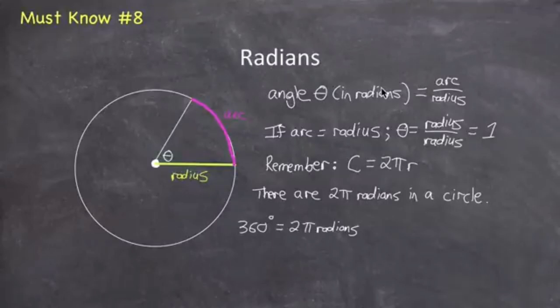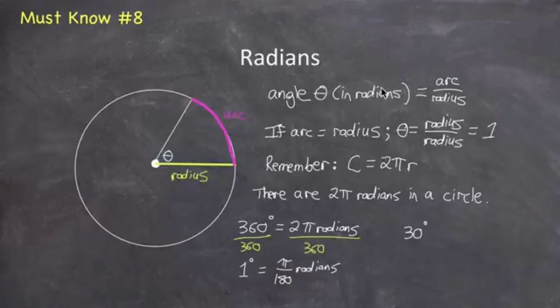How about 30 degrees? If I want to convert it to radians, how many radians are in each degree? In this equation I made here, let's change this 360 degrees to 1 degree by dividing both sides by 360. If I do that, you'll see that 1 degree equals pi over 180 radians. To change 30 degrees to radians, I would have to multiply by pi over 180. 30 divided by 180 reduces to 1 over 6. So this would equal pi over 6 radians.